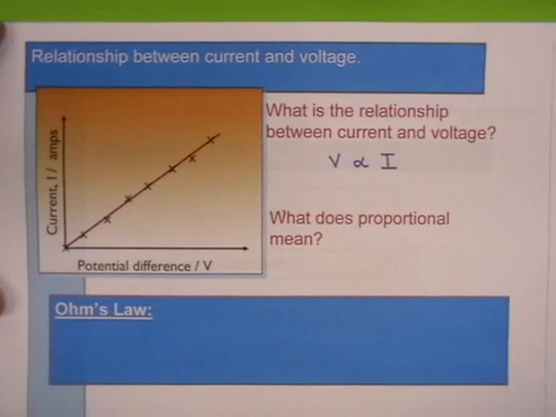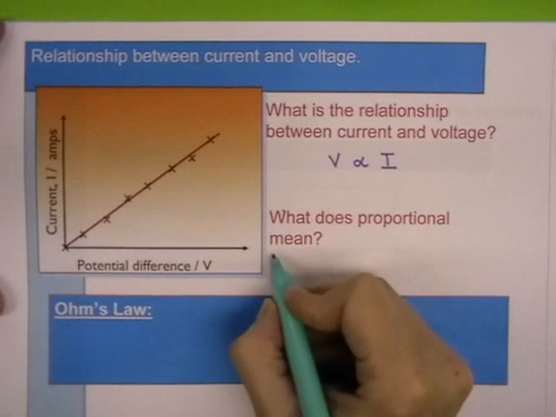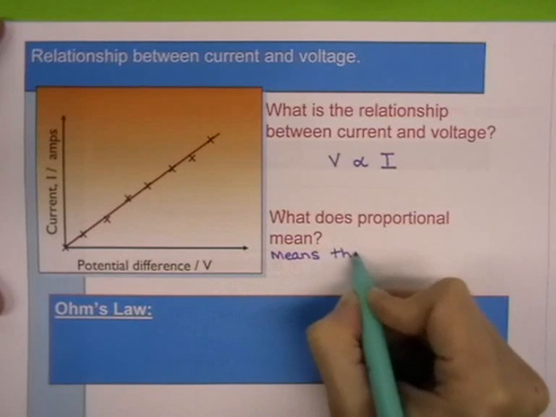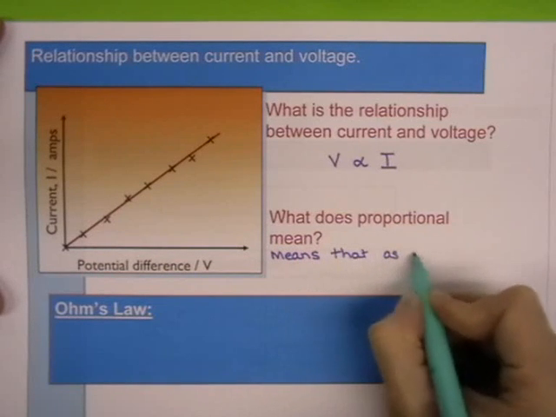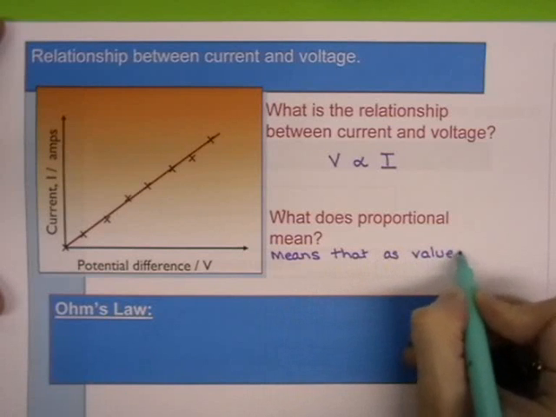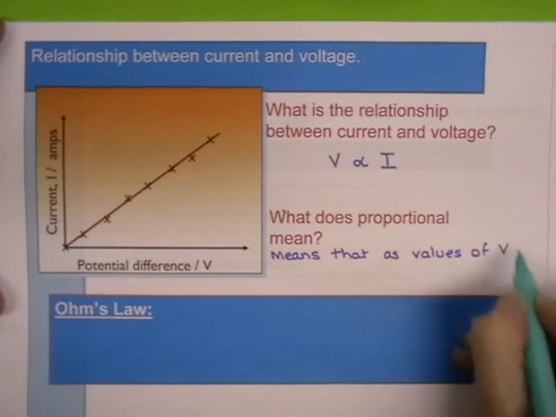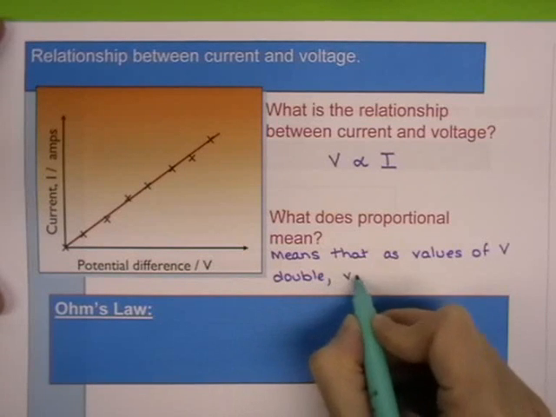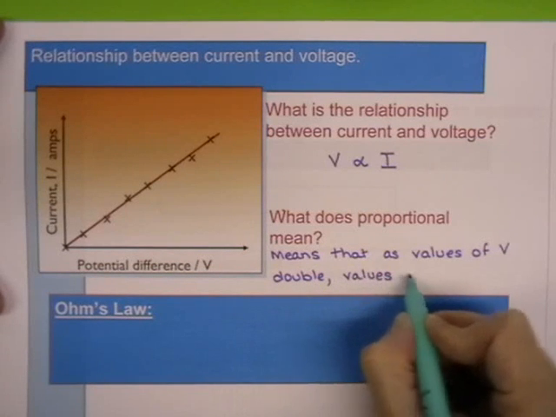What does directly proportional mean? This means that as values of V double, values of I double also.